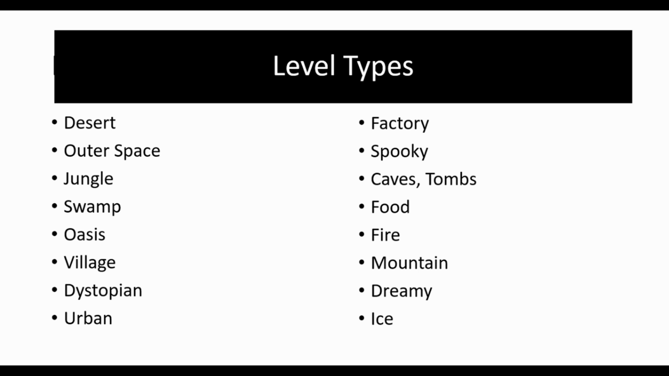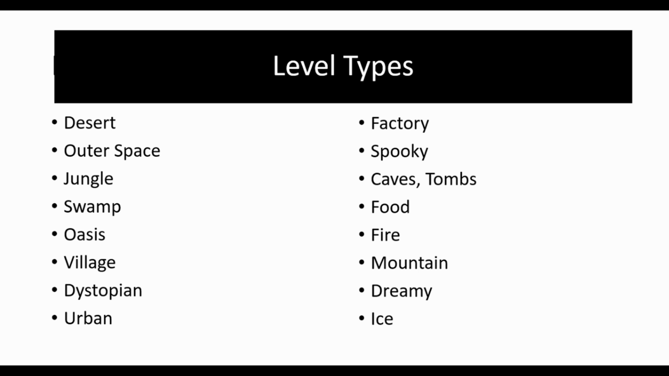Now this is a broad classification of overused level types. You could have desert types, you could have outer space level types like in Dead Space, you could have jungle level types, you could have swamps, oases, you can even have a food themed level like in the Rayman series. They have a lot of food themed levels. You can have mountain levels and also some abstract urban, dreamy, ice or caves levels.